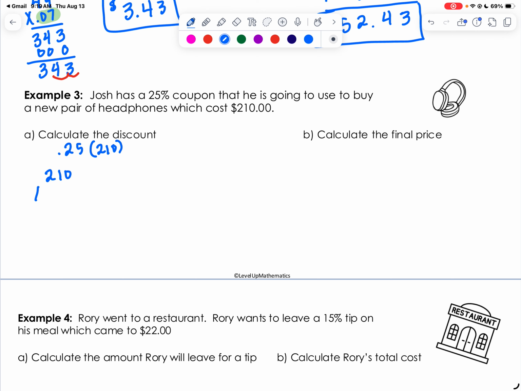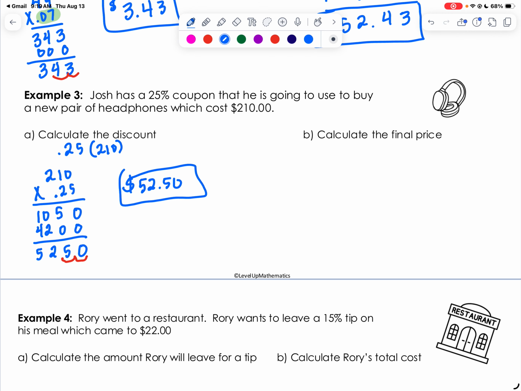So 210 times 0.25, this would be 0, 5, 10. Drop a 0, 2 times 0 is 0, 2 times 1 is 2, 2 times 2 is 4, 5, 2, 5. Move our decimal in 2 places. So he's going to receive a discount of $52.50. And we want to calculate the final price.